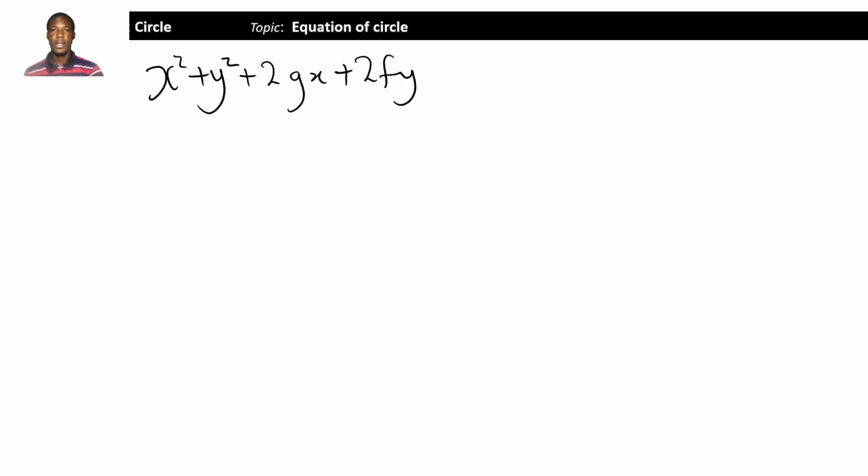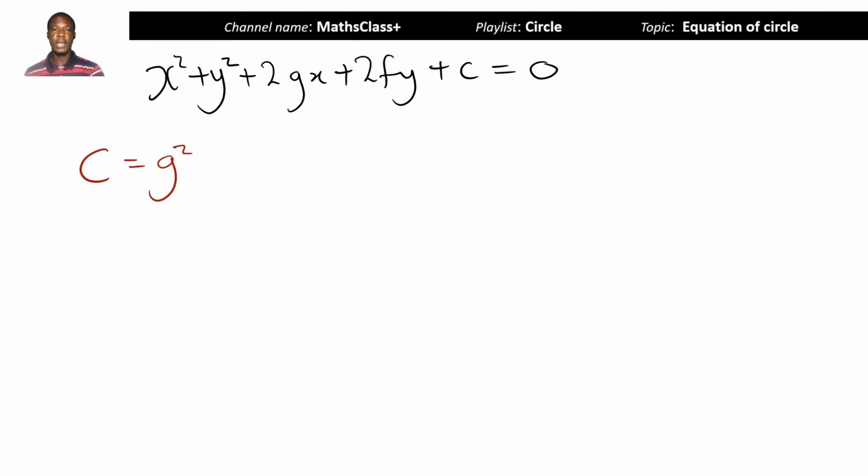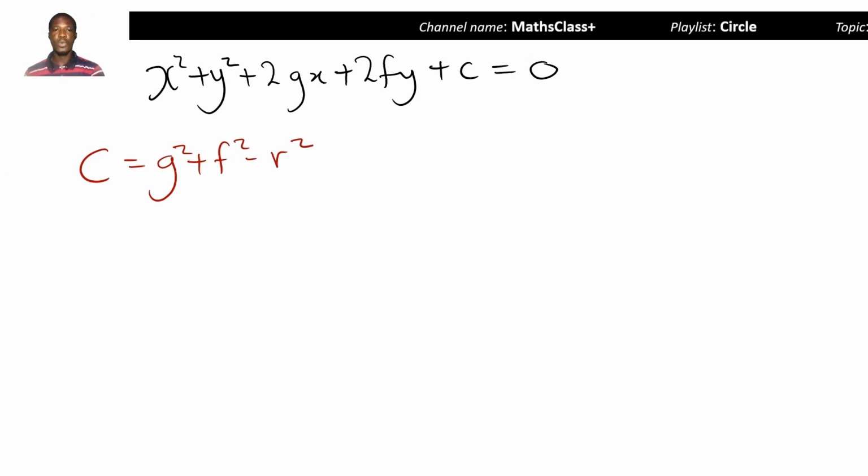Now, given the equation x squared plus y squared plus 2gx plus 2fy plus c equals 0, we remember that c represents g squared plus f squared minus r squared. And so if we know the value of c, we can determine the value of f, and then we can also determine the value of g. Then we can, based on these values, determine the radius of the circle.